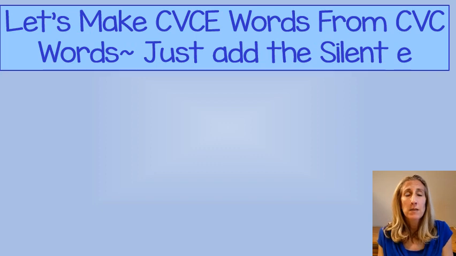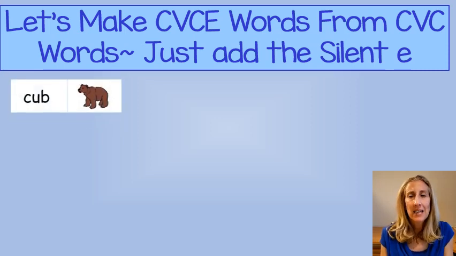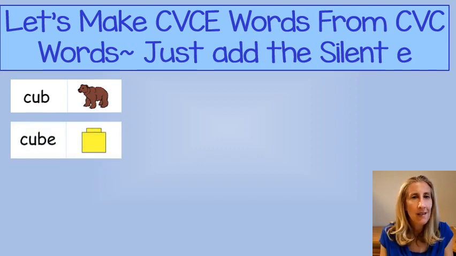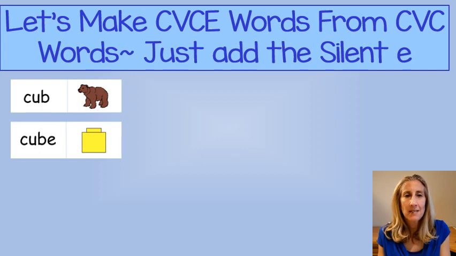So now let's make some CVCE words from the CVC words. We're going to just add the silent E and see what it does to the word. The first one is a picture of a cub. If I want to change that to say cube, what do I need at the end? That's right, put that E at the end.